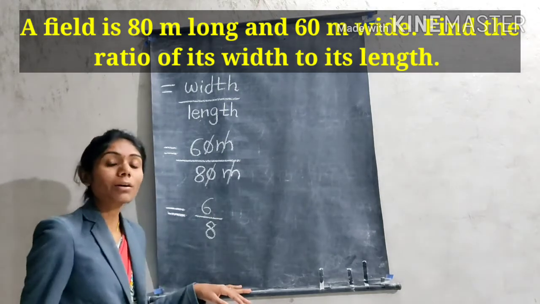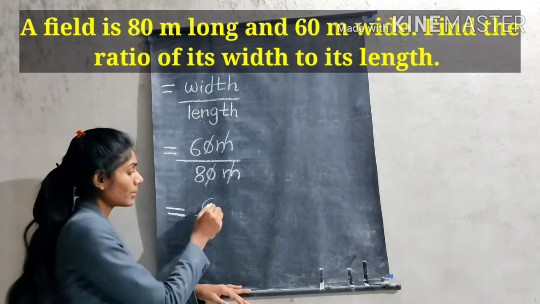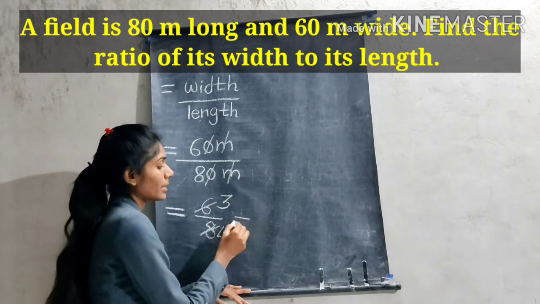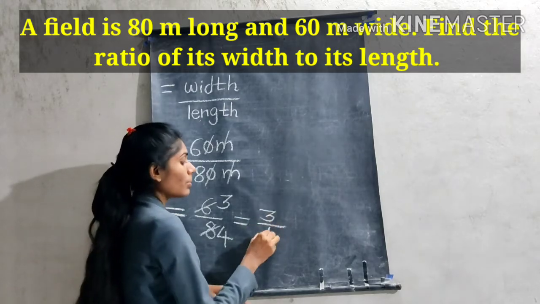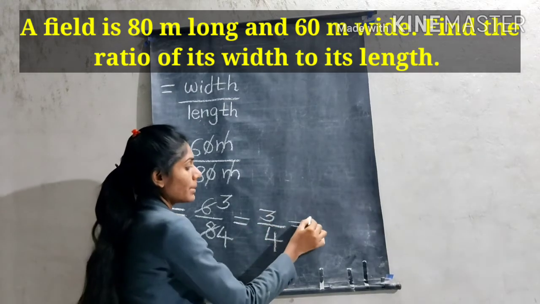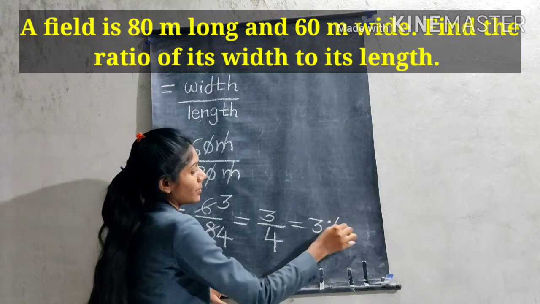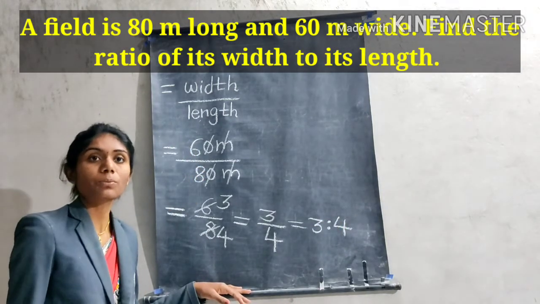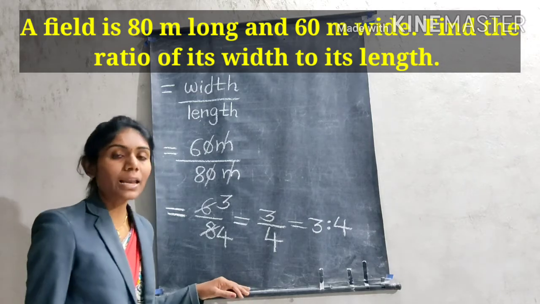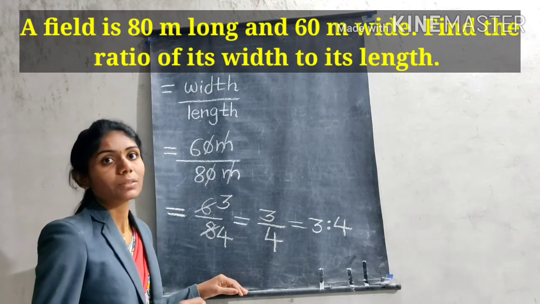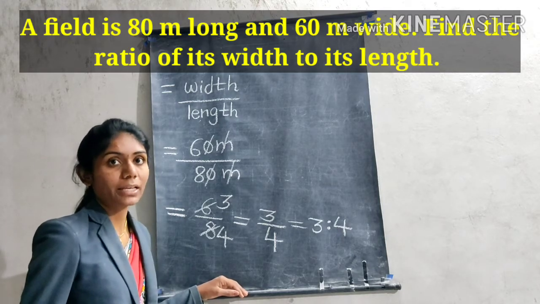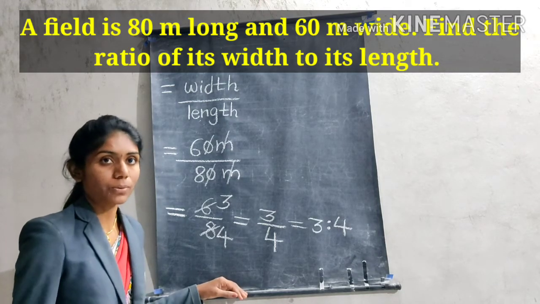This we can again simplify. 2 3s are 6 and 2 4s are 8. So answer is 3 upon 4. This can be written as 3 is to 4. The simplest form is 3 is to 4. And the last we have to write ratio of width to its length is 3:4.